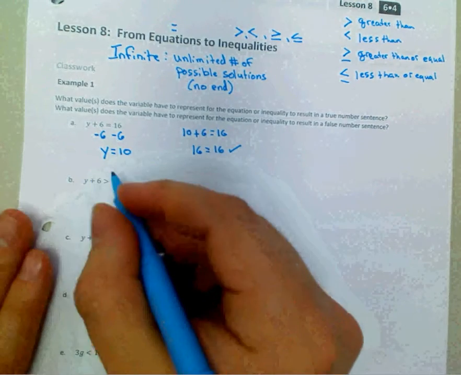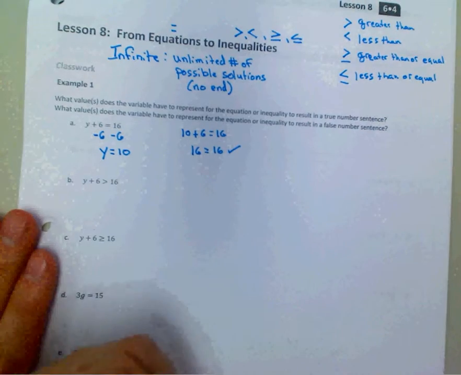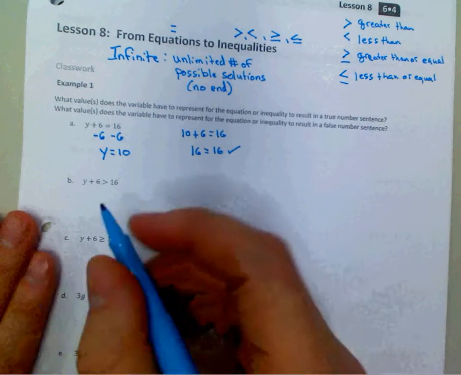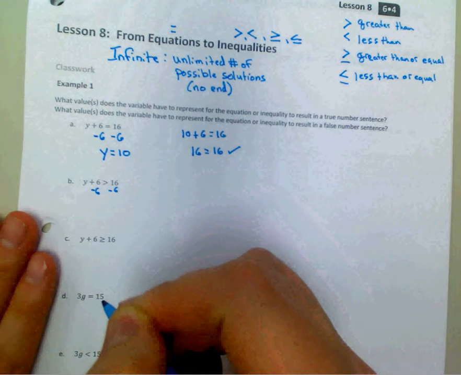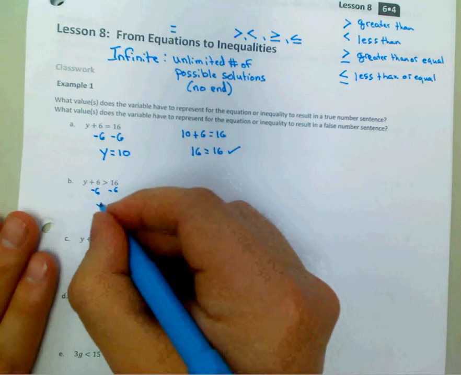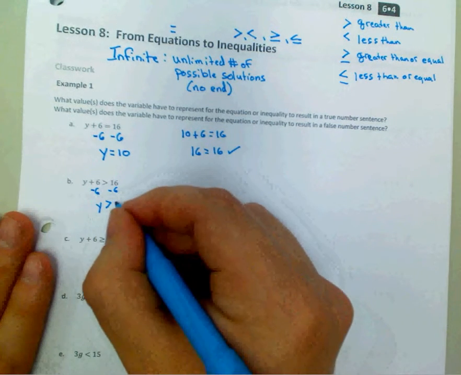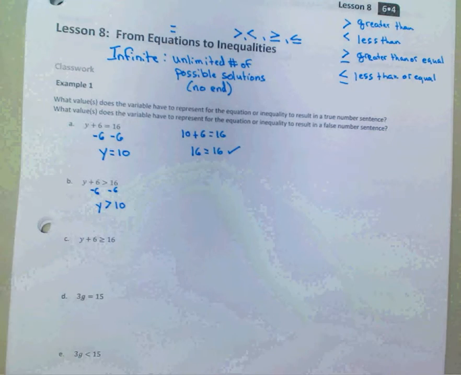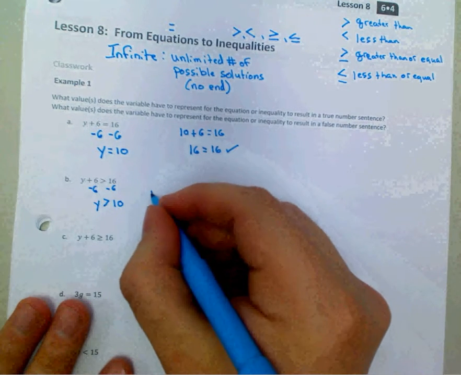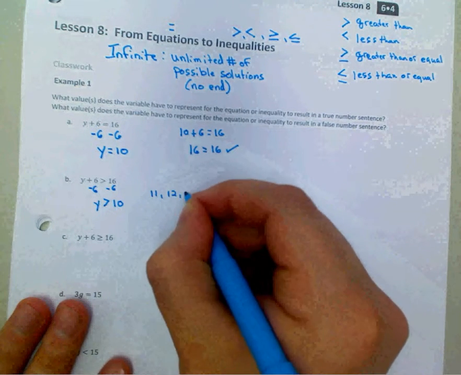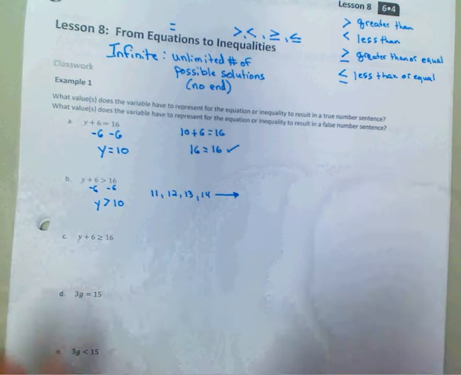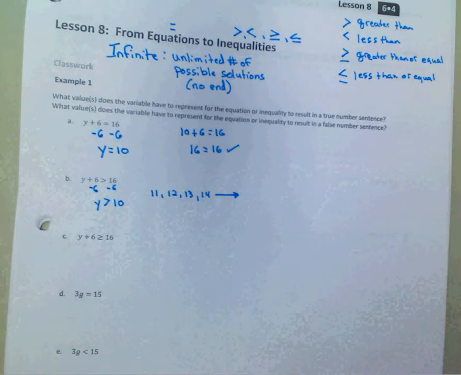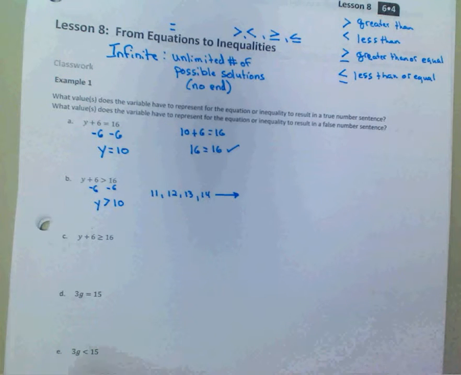Okay. The inequality is a little bit different. As we go through, just ignore that greater than sign. Ignore it completely. We're going to subtract 6 from both sides. And we know that y just has to be larger than 10. So it could be 11, 12, 13, 14, so on and so forth. And it keeps going on and on. That's why there's an infinite number of solutions.